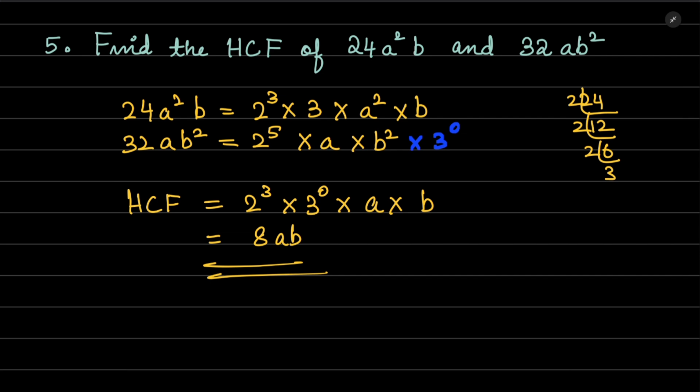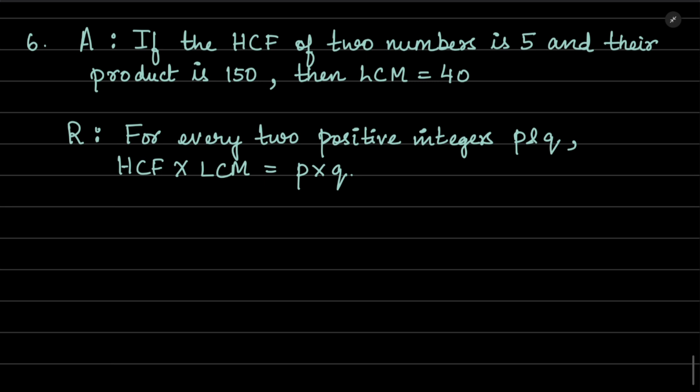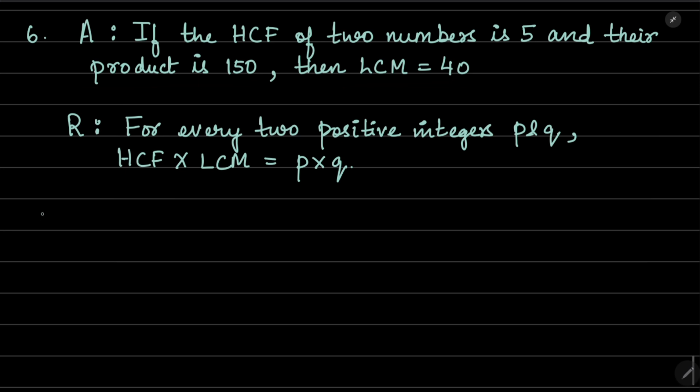HCF LCM questions are very, very easy. You should practice it more, however. Okay, one more last question. There is an assertion reason statement. Assertion is nothing but if the HCF of two numbers is 5 and their product is 150, then the LCM is 40. Let us see for the assertion statement if it is correct or not.